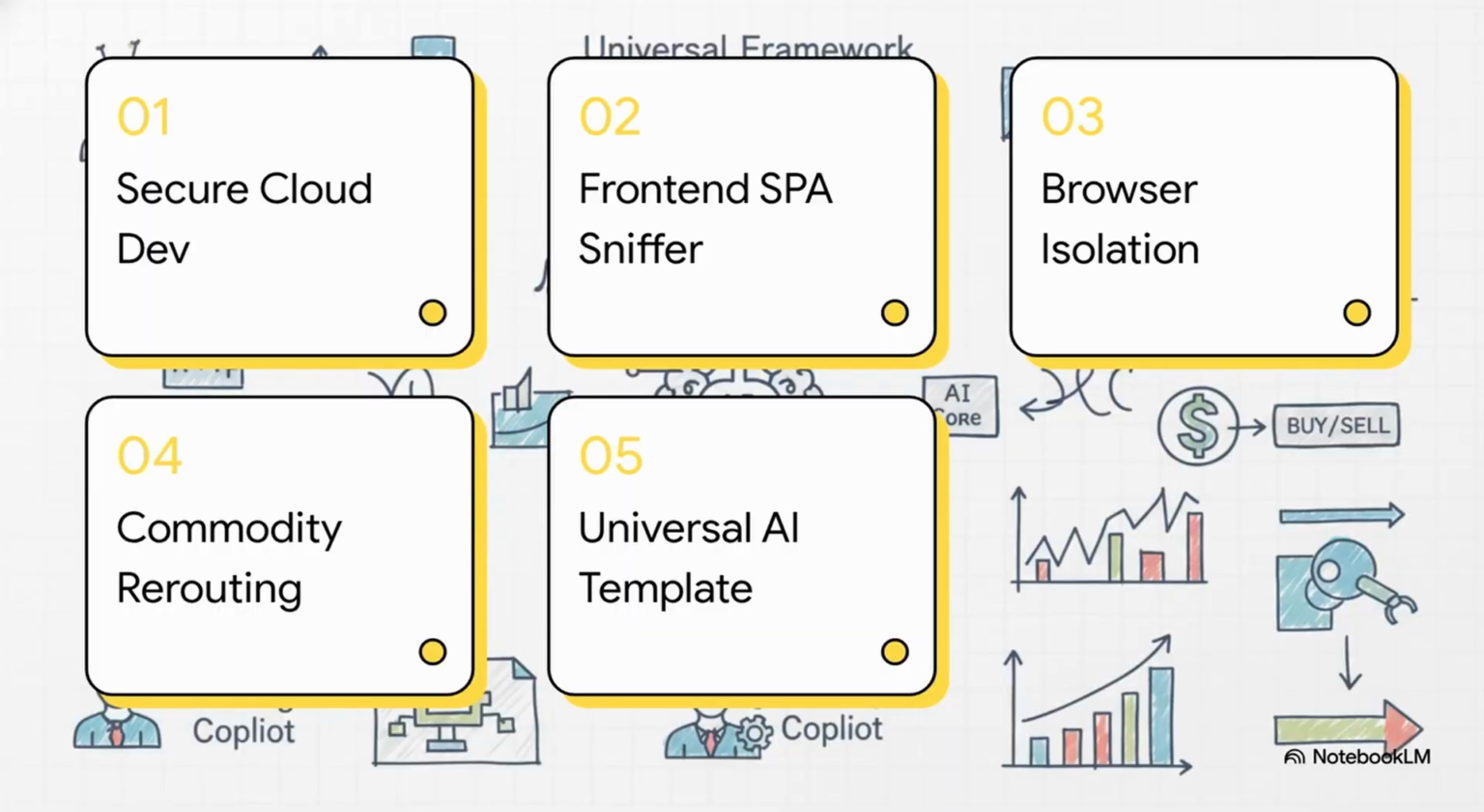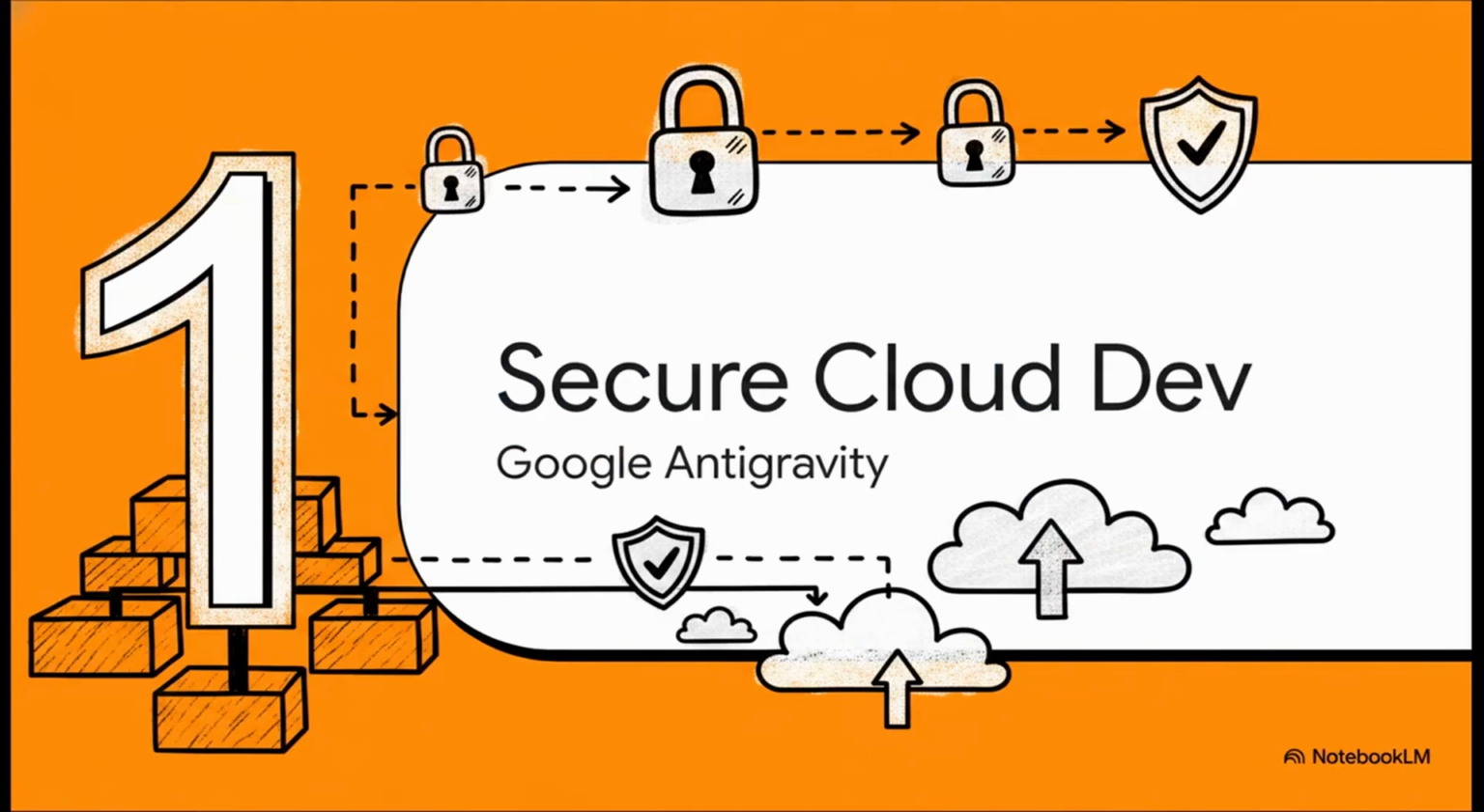Here is our architectural blueprint for today. We'll cover the market data problem, the secure cloud dev environment, the front-end SPA sniffer, bridging browser isolation, Python brain commodity rerouting, and wrap up with the universal AI template. Let's dive in. Section 1.